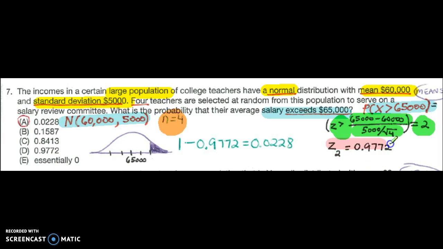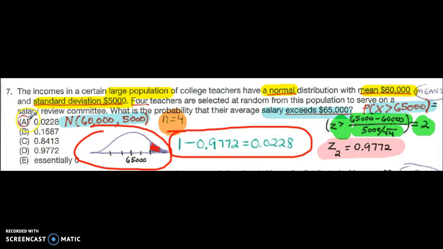I look up my z-score. That's what I get for a z-score. Notice that is one of the wrong answers because you must draw a picture. Here's my picture. And I could see that probability is very small over here. That's why I subtract from 1, because it goes greater than. That's how I got A.